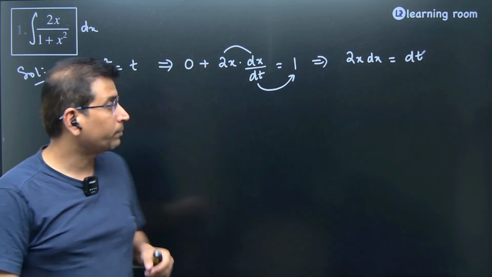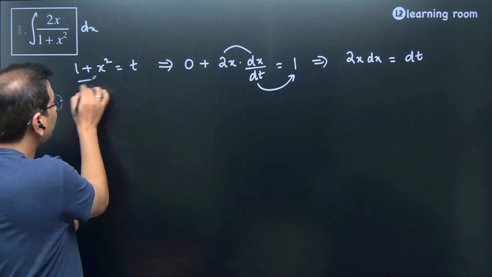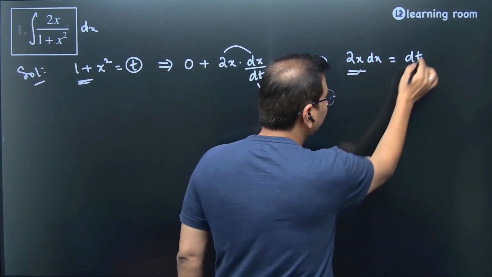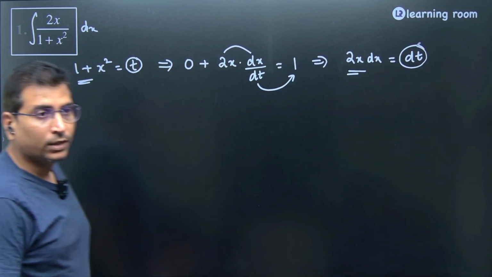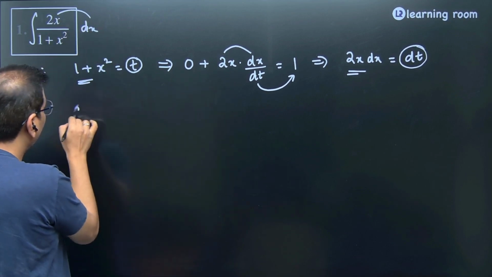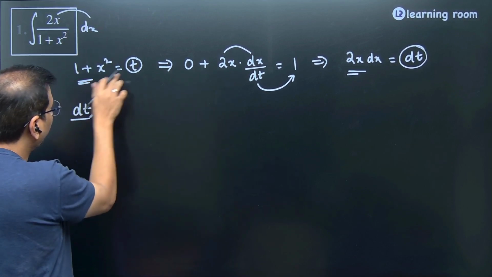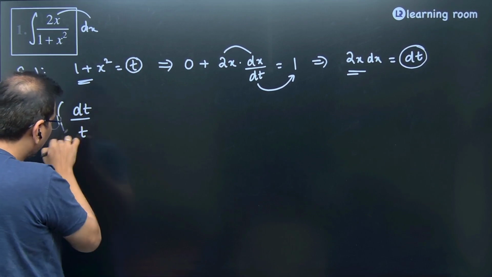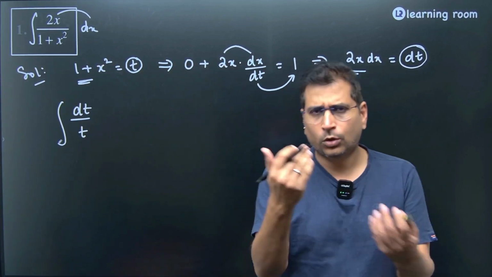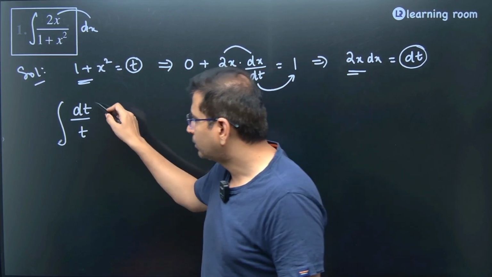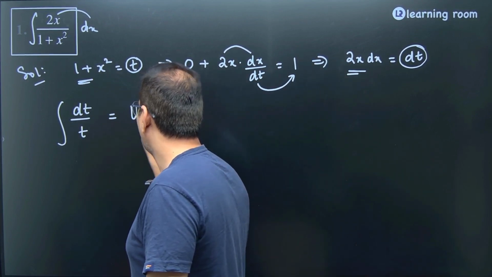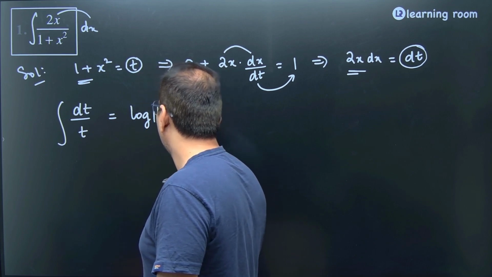Having said this, wherever we have 1 plus x square, I'll replace it with t, and wherever we have 2x dx, we'll replace it with dt. So in this question, 2x dx is replaced with dt and 1 plus x square is replaced with t. Now integrating this, we know that the integral of 1 by t, or 1 by x for that matter, in this case 1 by t, is going to be log of mod t plus c.